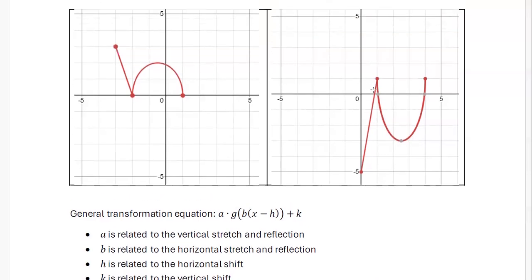Okay, so let's look. From the left to the right, clearly there's a reflection, a vertical reflection. You're flipping this over about the x-axis. So A is going to be negative. Okay, is there a stretch that occurred?